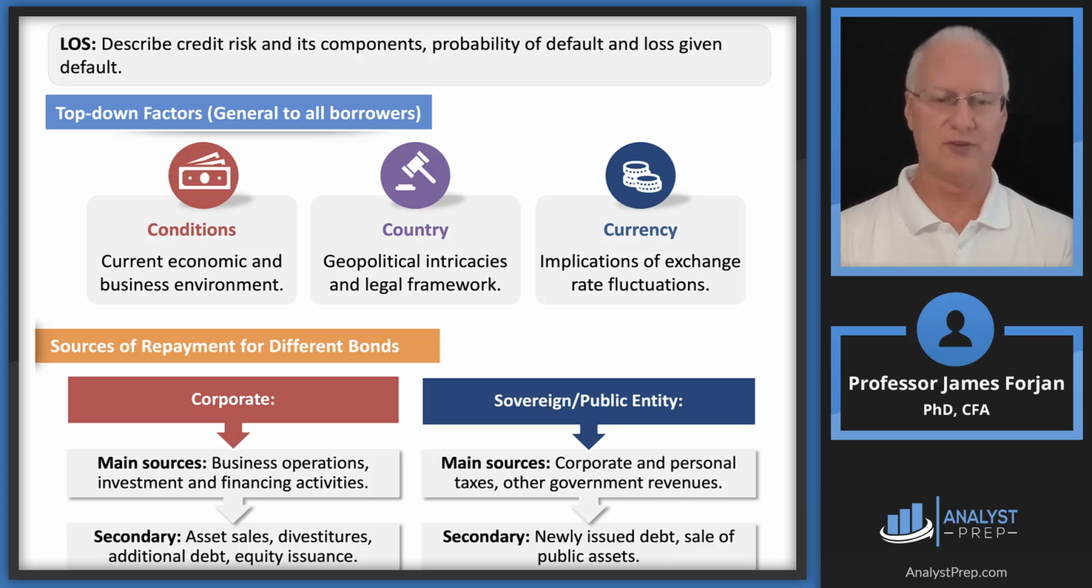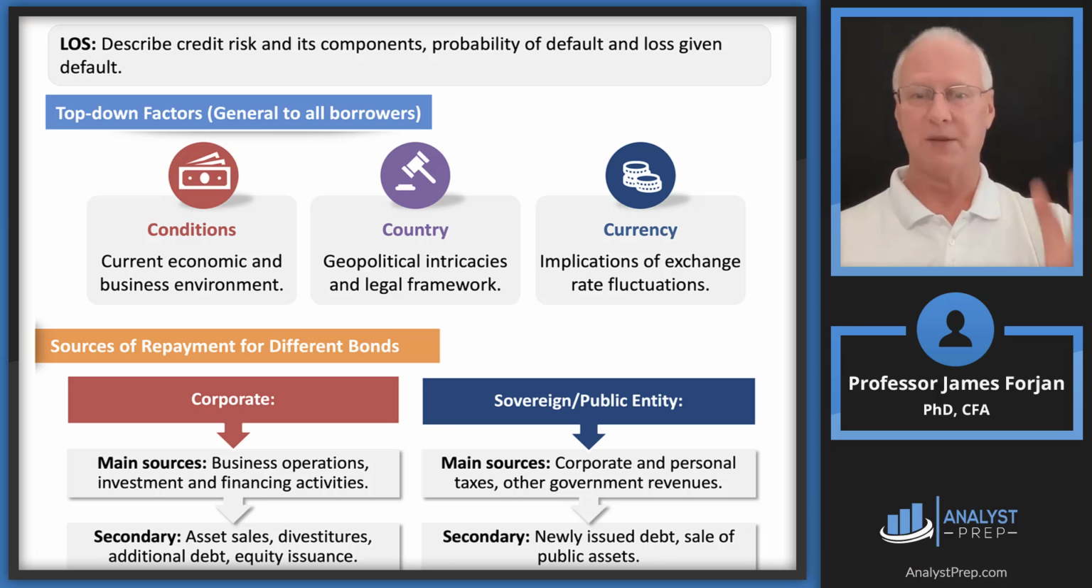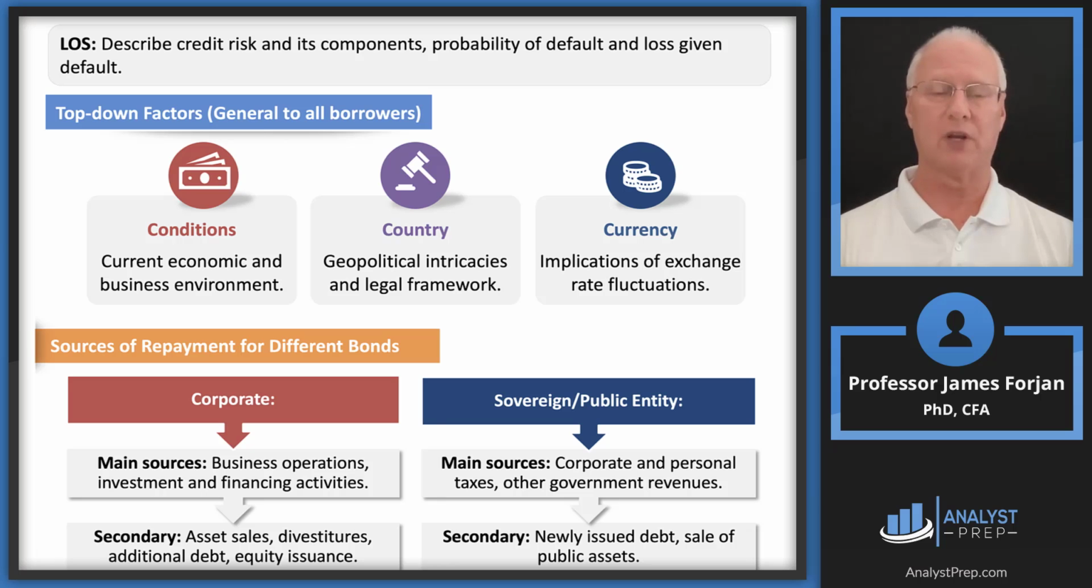So those are asset sales, divestitures. But then here, this is important. We can issue additional debt. We can issue additional shares of equity. But remember, there's another link to other learning outcome statements in other topics. If we issue bonds, if we issue shares of stock to pay off a bond, well, that has tremendous capital structure implications. What happens to that debt equity ratio? That's probably a really good exam question here for a secondary source of repayment for a bond issue.